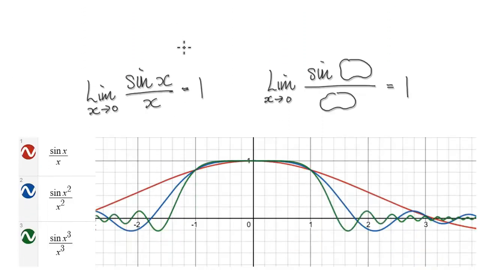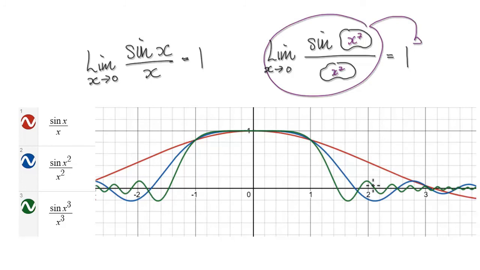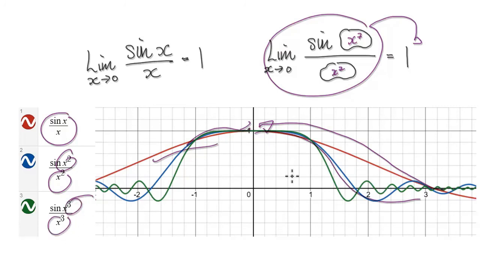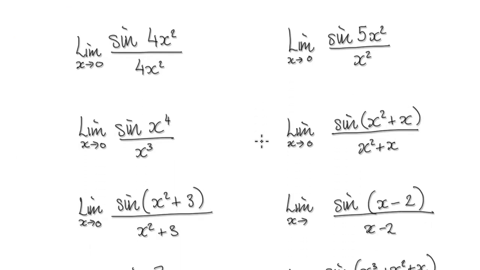Whenever these two bubbles head towards 0 at the same rate, then you can conclude that this whole thing here equals 1. So you can see that sin x over x, the limit is 1. x squared, the limit is still 1. To the power 3, the limit is still 1. Let me give you some more examples. So here you can see that these two bubbles are heading towards 0 at the same rate. So you can conclude that this equals 1. Yes, you can.